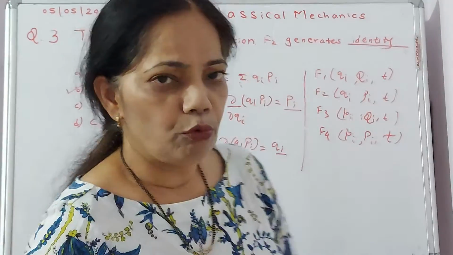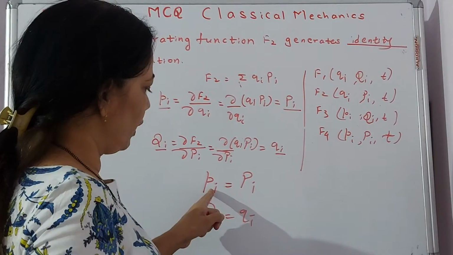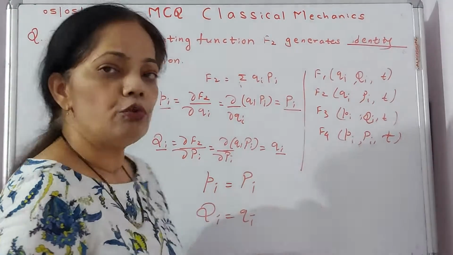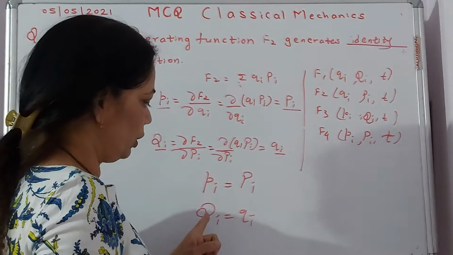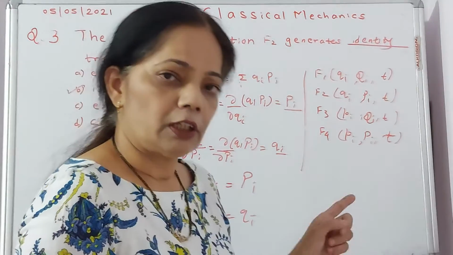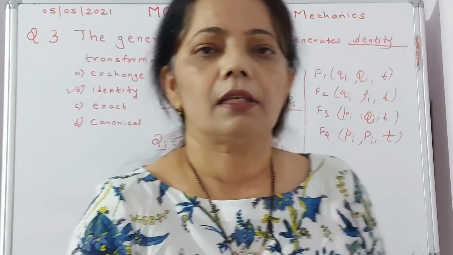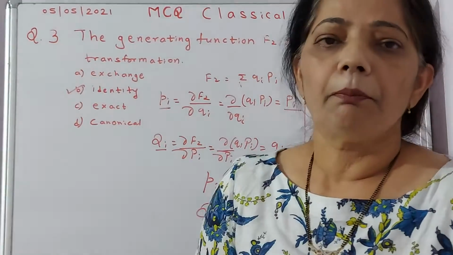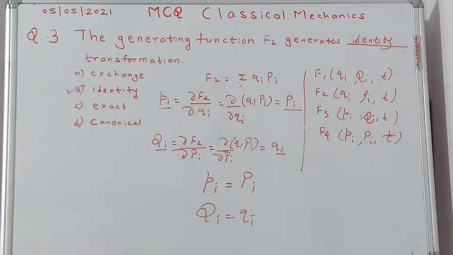Okay, we have moved from the old set to the new set. So here we have the old set of coordinate and momentum equal to the new set of coordinate and momentum. Here also the new set of generalized coordinate equals the old set of generalized coordinate. This is the way we can solve the simple question over here. Now we move to question number 4.